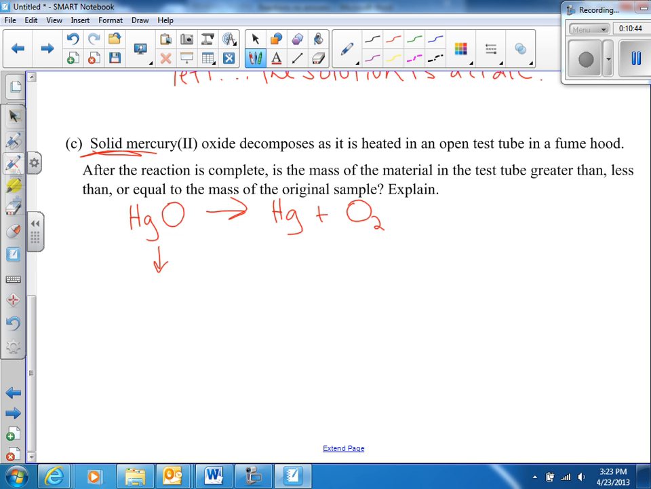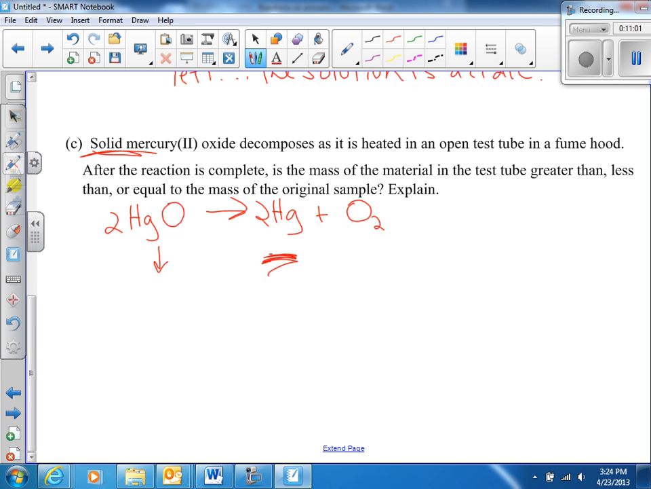Now we need to balance it. 2 and 2, we're balanced. That was easy. Okay, in a fume hood. Why did we do this in a fume hood? That mercury is really dangerous stuff. We do not want to be breathing that. Why would you do this anyway? Why would you heat that? All right, don't worry about that.